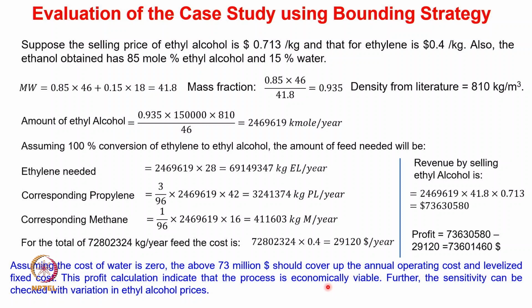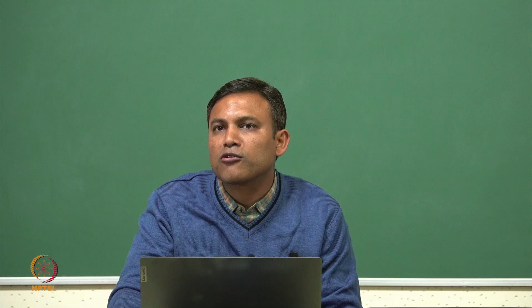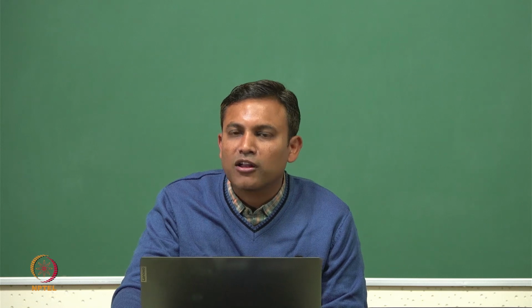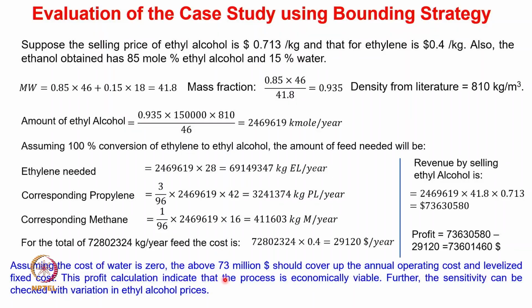We can further look at the sensitivity of all these numbers by varying the ethyl alcohol price. Here we have taken the ethyl alcohol price at 0.713, but let's say we assume a 20% plus or minus variation in this. In that case, what will be the profit, we can easily calculate. With respect to this variation also, we can see whether the process is economically viable or not. In this case, since the profit comes around 73 million, this process is economically viable.